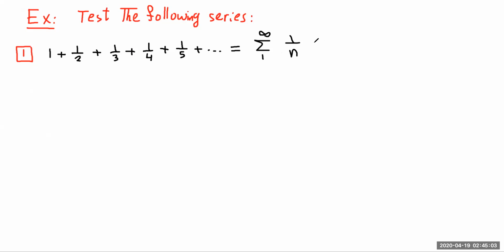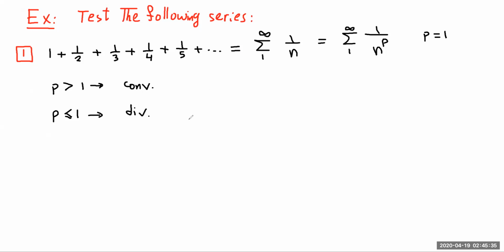Okay. So here we remark that this is the sum of 1 over n power b, and b equals 1. And what was the rule? If b is greater than 1, it converges. If b is less than or equal to 1, this series 1 over n power b from 1 to infinity diverges. So here in my case, it diverges. So the final answer for my sum equals infinity.